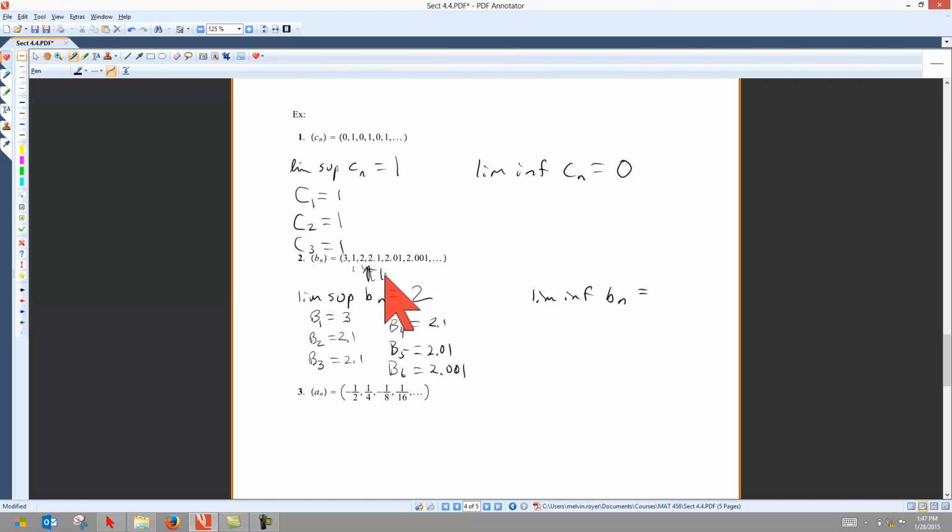And likewise, when I'm here at the 2.01 and looking forward, what's the infimum of the list of numbers going forward? 2. And likewise, every time past the first few, when I'm looking forward, the infimum of the remaining list is 2. And then I have what's the limit of a few numbers, and then 2, 2, 2, 2, 2, 2. The limit of that is 2. So the lim sup and the lim inf of this sequence are both the number 2.